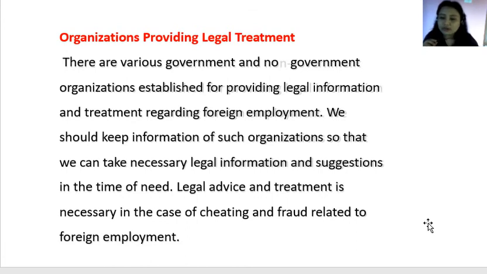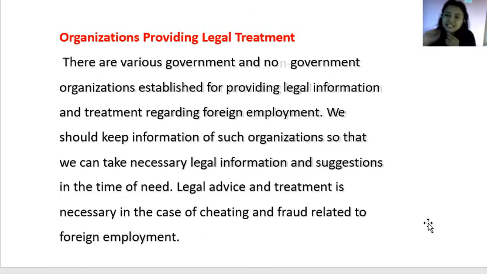And that sort of thing is very necessary to know about the legal information. It is very much necessary for us, because what sort of legal punishment is given for fraud-type things? If you don't have the work permit, then what happens? If you are doing fraud activities in foreign employment, then what happens?